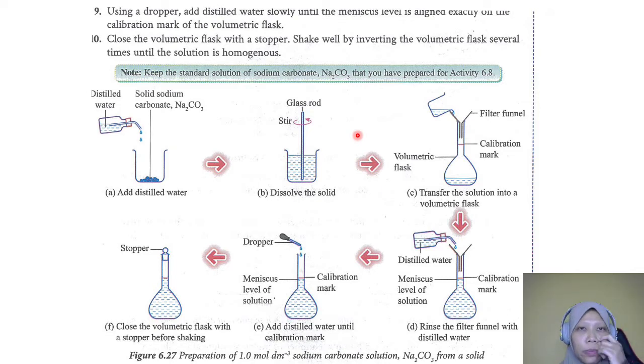Alright, so apa yang kita perlu buat ialah kita dah masukkan solution air tadi, distilled water dalam volumetric flask, and then make sure that sehingga sampai ke calibration mark, make sure that kita punya mata betul-betul mengikut meniscus level lah. Tak boleh tengok macam tu, kena tengok betul-betul macam ni. Okay. So kat sini adalah gambar how are we going to do the experiment.